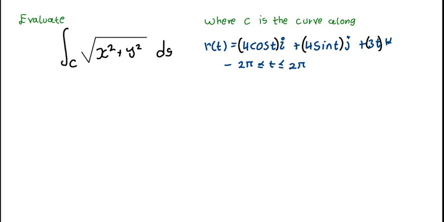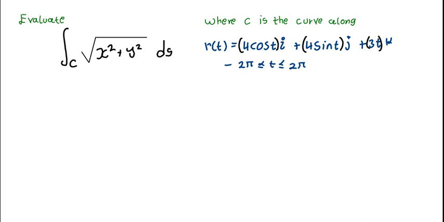Hi, so here's another interesting question under line integrals, and we have to evaluate what we have here, where C is the curve along this vector valued function, and the interval we are given is minus 2 pi to 2 pi. Okay, so first things first, we have to find the derivatives, of course.